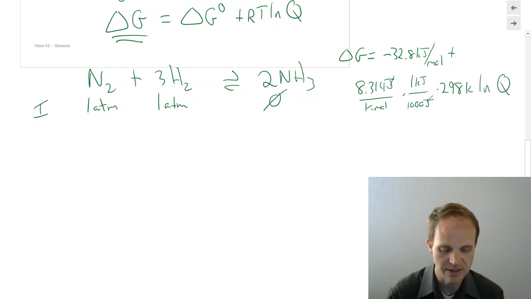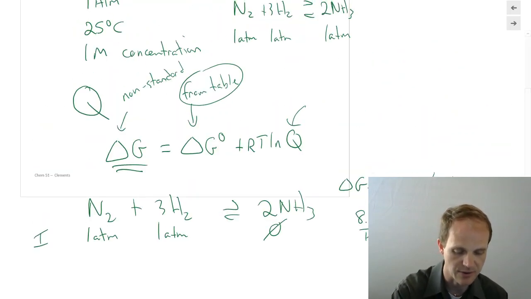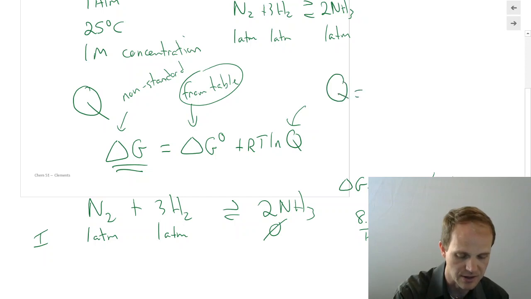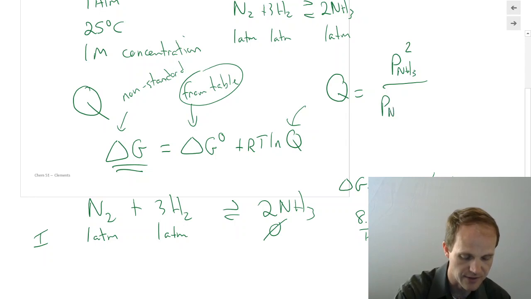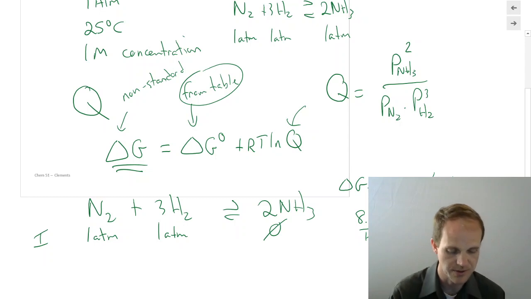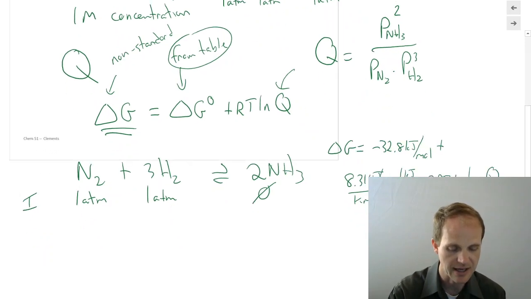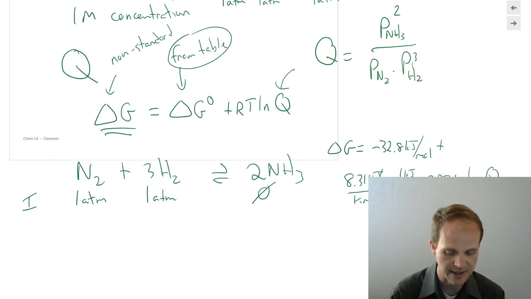Well, what's Q in this case? Well, like I said, if we look back up at our reaction, if we're talking in pressures, Q is just going to be the pressure of NH3 squared over the pressure of N2 times the pressure of H2 cubed. So let's go ahead and calculate Q in that case.